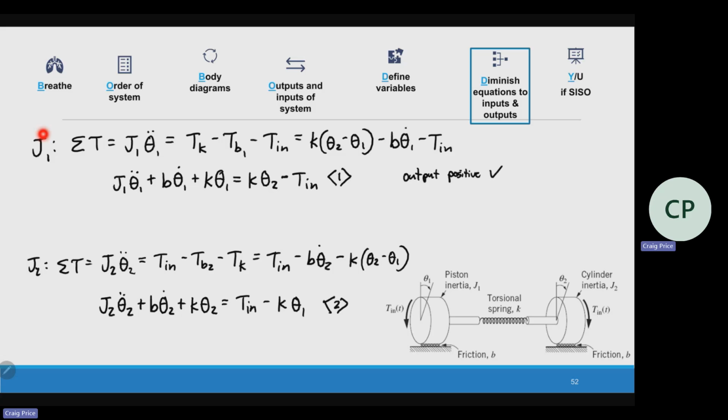We have, like we thought we would have, two second order equations. In total, it's a fourth order system. We have two outputs, theta 1 and theta 2, and they have some relationship between each other.